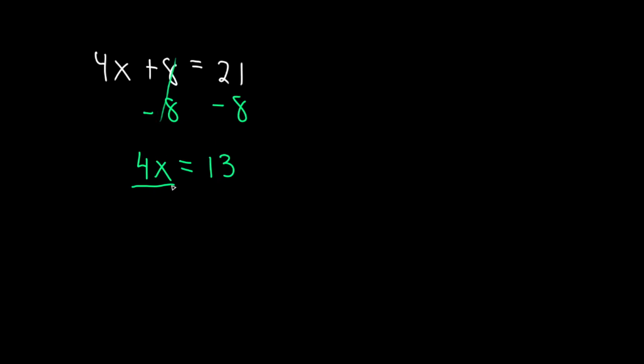And now we have to get rid of the 4 next to our x, so we have to divide it out. These cancel. We have to do it to the other side too. And we're left with x equals 13 over 4.